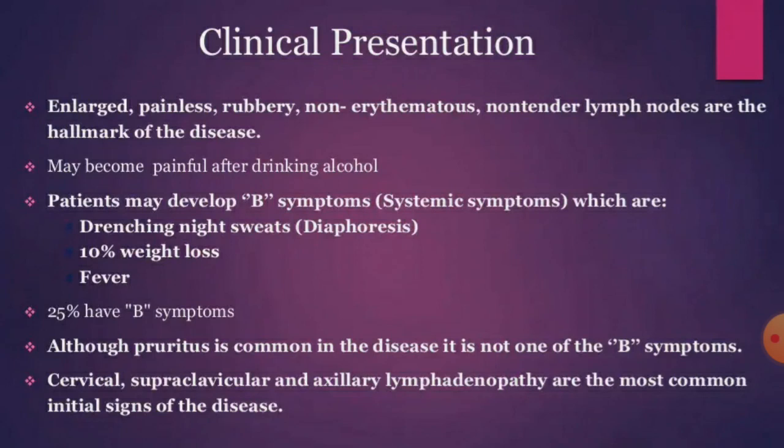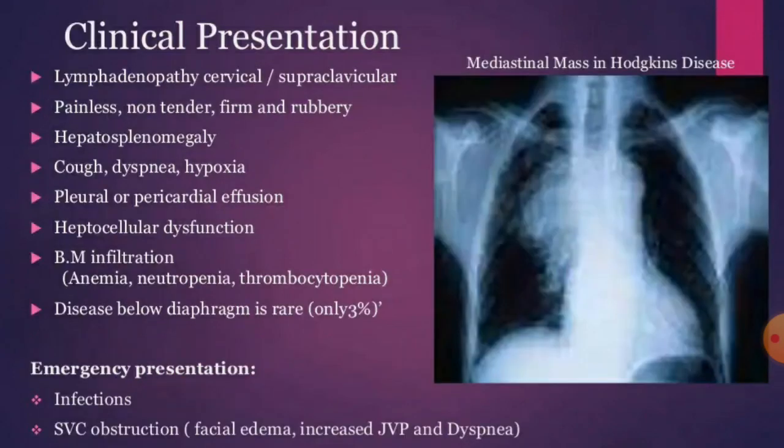Patients may develop B symptoms, systemic symptoms, which are drenching night sweats, diaphoresis, 10% weight loss, fever. 25% have B symptoms, although pruritus is common in the disease, it is not one of the B symptoms. Cervical, supraclavicular, and axillary lymphadenopathy are the most common initial signs of the disease. Lymphadenopathy, cervical and supraclavicular, painless, non-tender, firm and rubbery. Hepatosplenomegaly, causing dyspnea, hypoxia, pleural or pericardial effusion, hepatocellular dysfunction, bone marrow infiltration, anemia, neutropenia, and thrombocytopenia. Disease below the diaphragm is rare, only 3%. Emergency presentation: SVC obstruction, facial edema, increased JVP, and dyspnea.